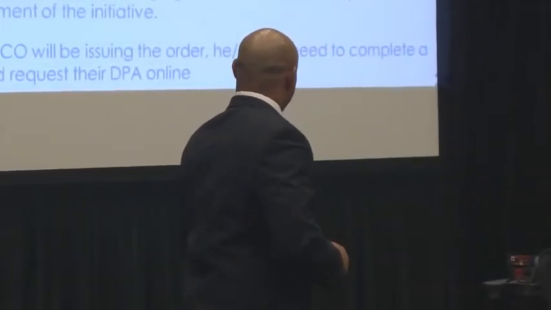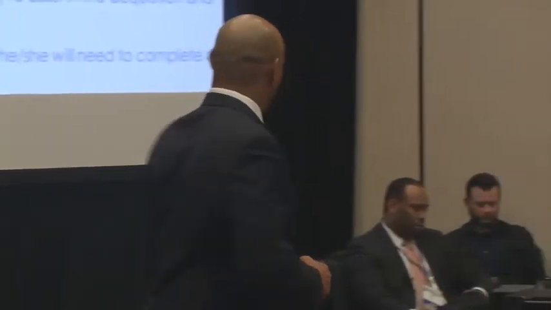The bottom bullet talks about obtaining, make sure your OCO gets their DPA online. The DPA is the thing I'm going to talk to the contracting officers about when we get done, so you have full access to the contract vehicle.